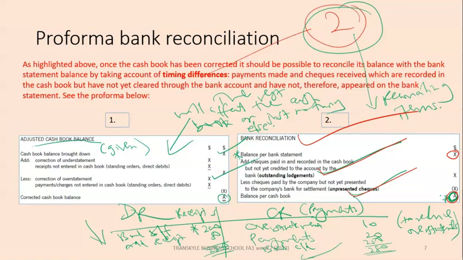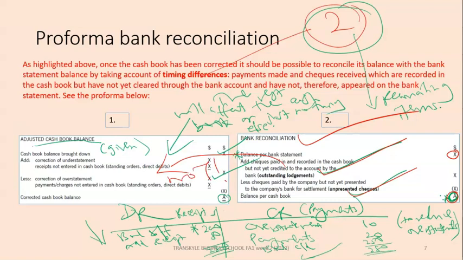Are we together? Not any error, whether omission or commission. We are talking of just two things, those two timing differences. They are going to appear in your bank reconciliation. You're not going to find these two items here in the cash book. They're not going to be there.